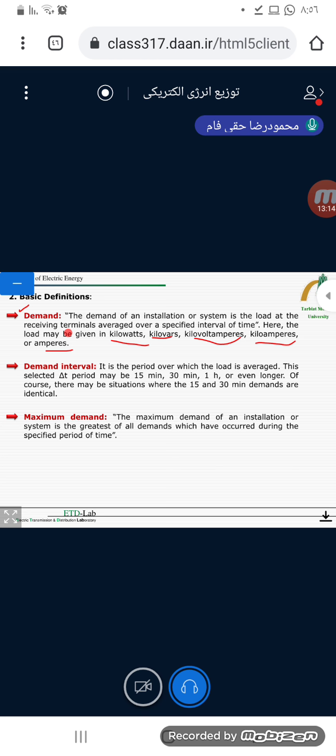It is an important definition. I want to define this demand interval and come back to demand again. Demand interval is the period over which the load is averaged.